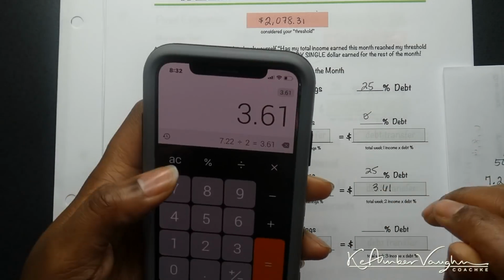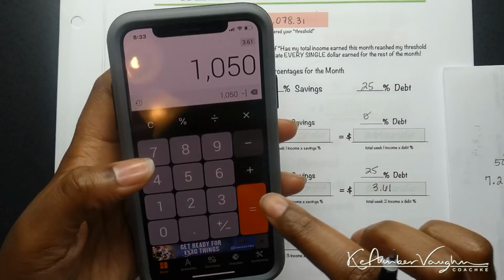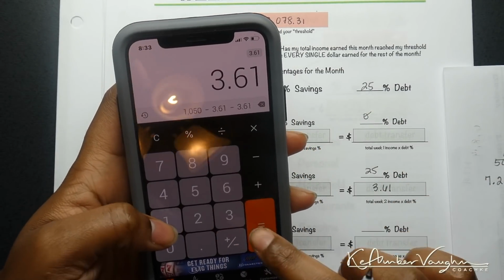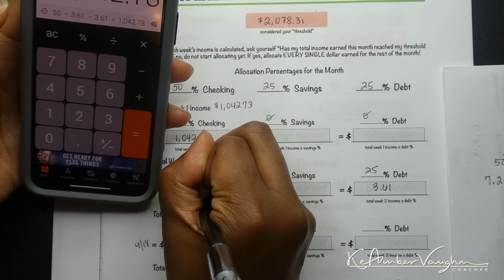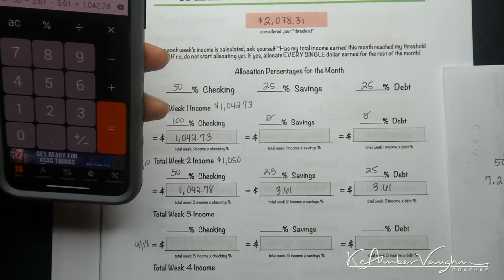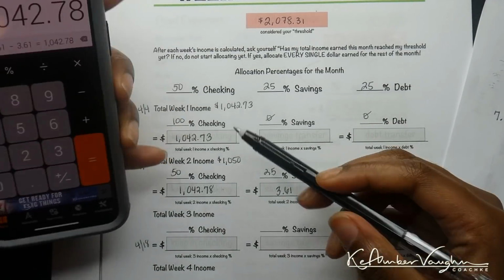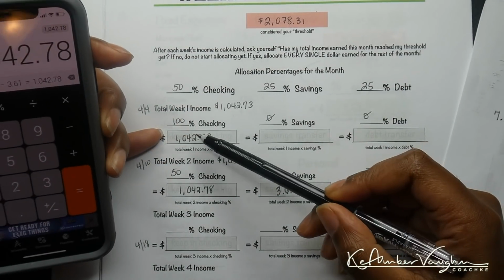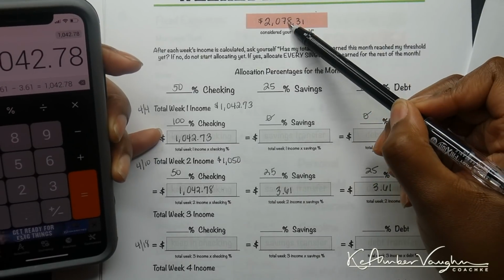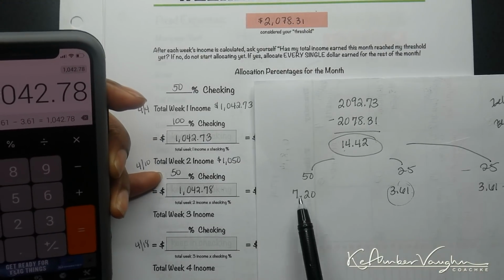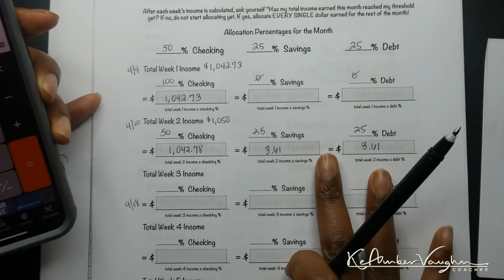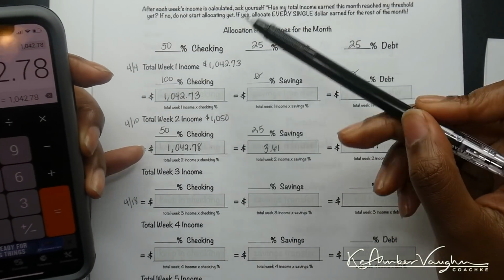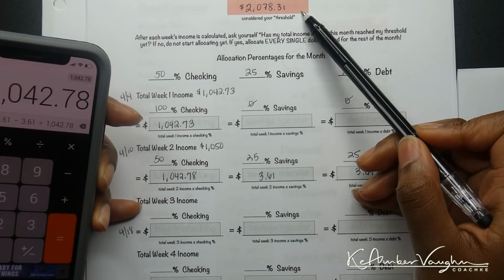And 361. If we take the 1050 minus the 361 both times, that means that we kept $1,042.78 in our account. What does this mean? Well, we kept whatever was needed to go from here to finish off our threshold, and then it also includes this little $7.20. Okay, so now we have earned enough to hit our threshold to pay our regular expenses.